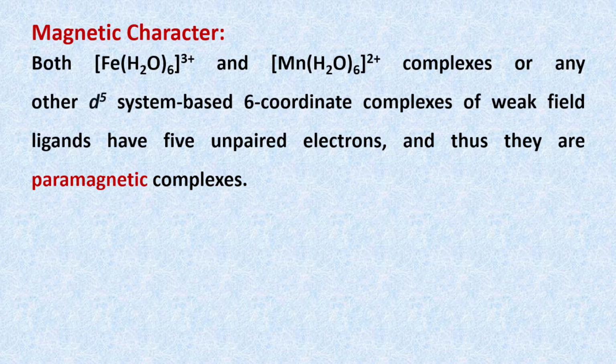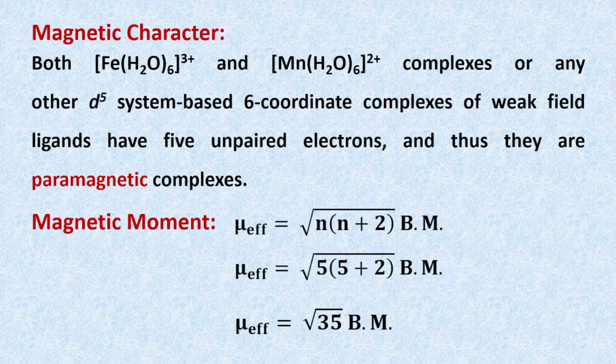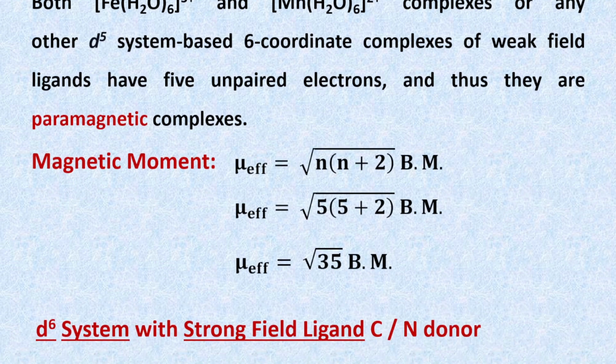Both complexes, or any other d5 system based octahedral complexes of weak field ligand, have 5 unpaired electrons, so they are paramagnetic complexes and their magnetic moment is √35 Bohr magneton.